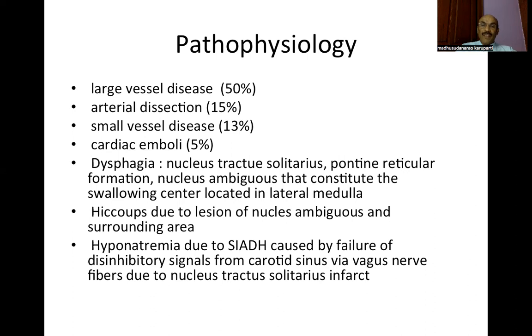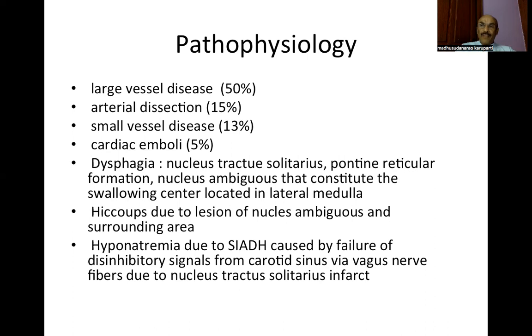This is because of SIADH, the syndrome of inappropriate antidiuretic hormone. Antidiuretic hormone responds to hypoosmolarity of the body fluid. When the osmolarity of the plasma is lowered, the signals from the carotid sinus pass to the posterior pituitary gland, carried by the vagus, thereby inhibiting the production of ADH. That results in the loss of water and getting the osmolarity back to normal.